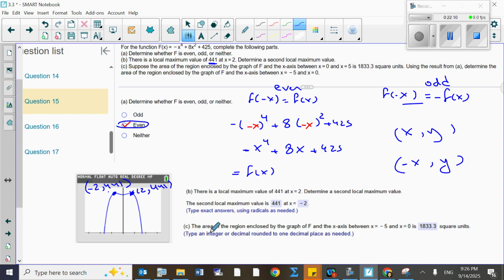Now, then it says the area of the region enclosed by the graph of f and the x-axis between x equal to negative 5 and x equal to 0 is how much?